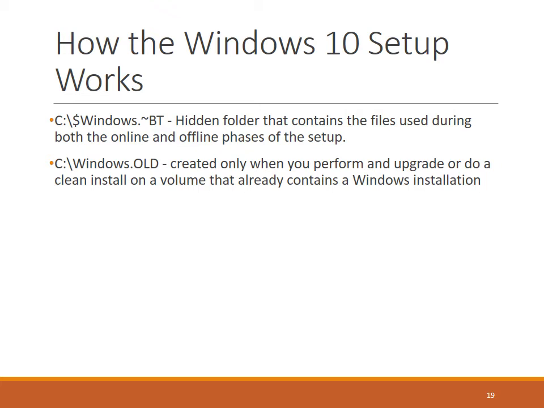There's also another folder called Windows.old, usually located in the root of the C drive, and this is created only when you perform an upgrade or do a clean installation on a volume that already contains a Windows installation. Basically, what this does is it takes all of the old Windows files, settings, programs, basically everything that the old version of Windows needed to run, and compresses it down into a single file. This file can be used for recovery. It's also used as part of the setup process for an upgrade to transfer the data from one operating system to another.